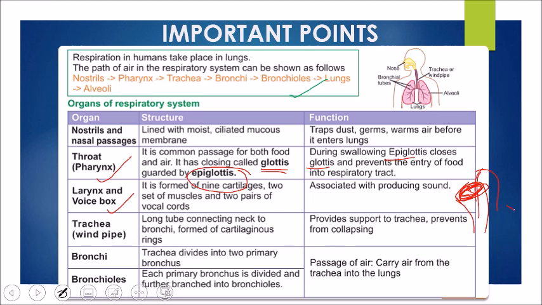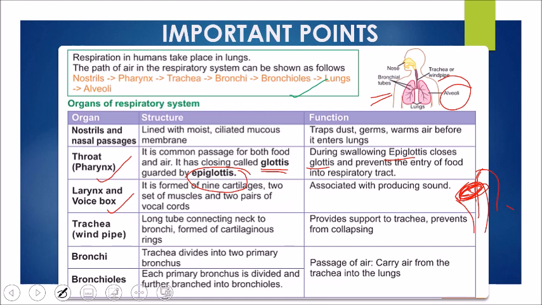And larynx, of course, is associated with producing sound because it is formed of 9 cartilages. And windpipe is your trachea, and again it has cartilaginous rings, and it supports the trachea so it doesn't collapse usually. And your bronchi, you can see that the trachea here divides. Here it's shown, bronchial tubes are present here, and bronchi and bronchioles help to carry the air from the trachea to the lungs, and your exchange of gases takes place in the alveoli. So that's very, very important. Alveoli acts like a filter, and it helps in exchange of gases.